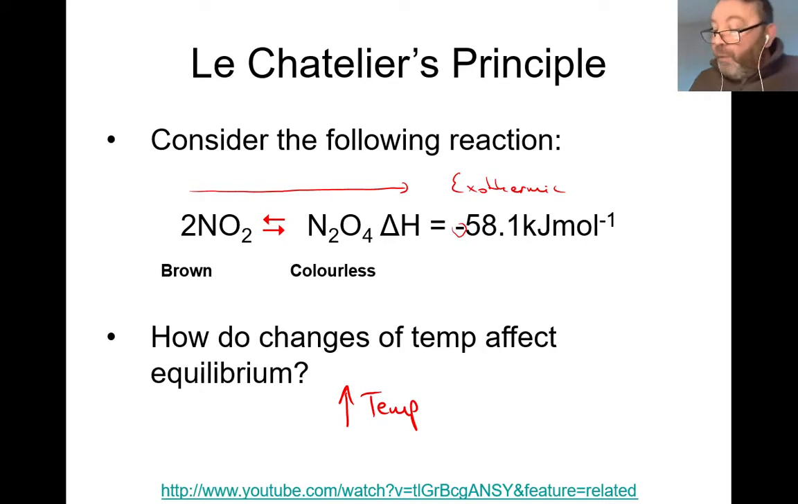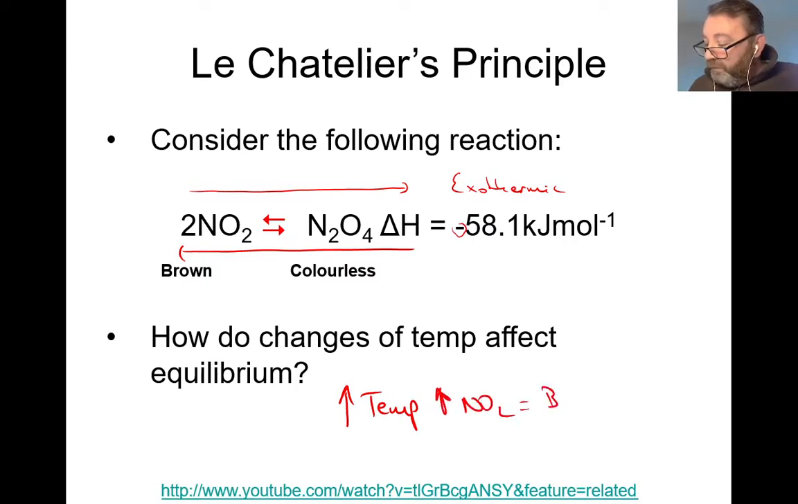All right, and what that means is that if I increase the temperature, all of a sudden we'll notice that the container that has these particular compounds in it will turn dark brown. So an increase in temperature will lead to an increase in NO2, which means that the container will go brown.